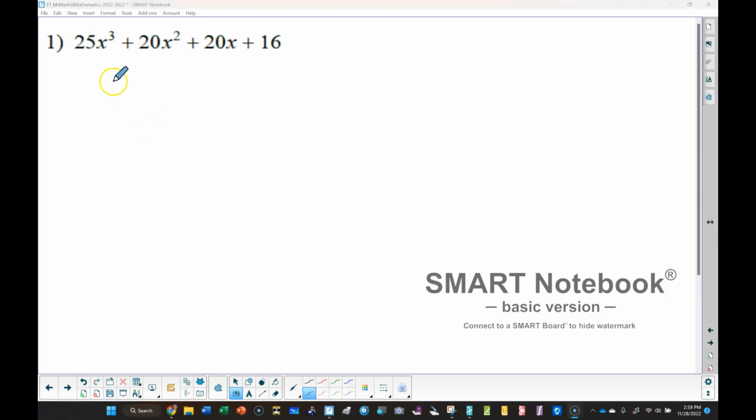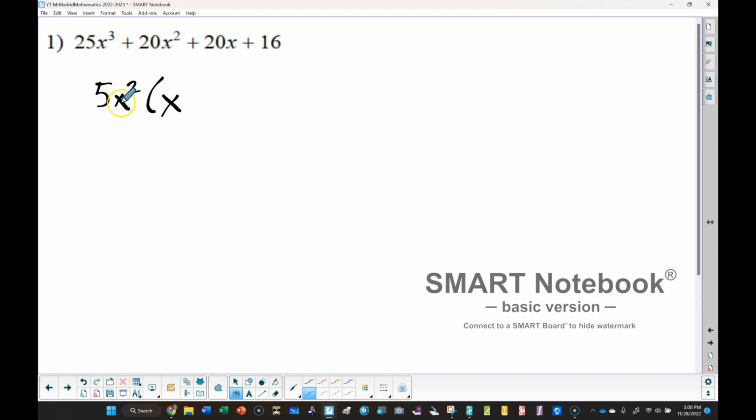All right, so number one is this polynomial of 4 terms. The best way to approach it is to look at these first 2 terms. I want to look at this and ask, what is the greatest common factor? They're both divisible by 5, and they both have an x squared in common. That's the most I can take out of both of them. And if I divide this out of that, I'm left with an x.